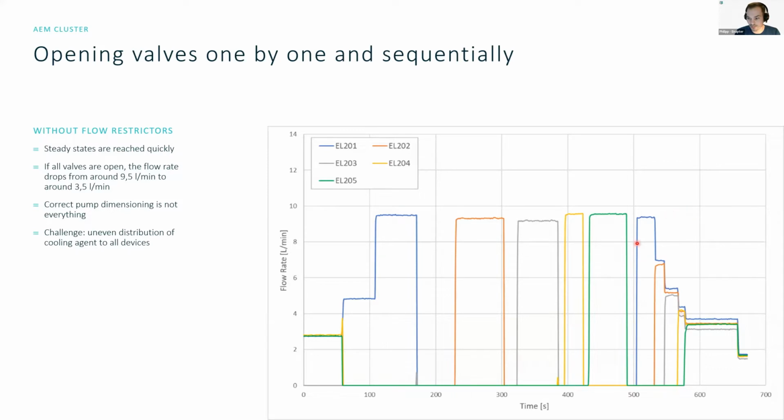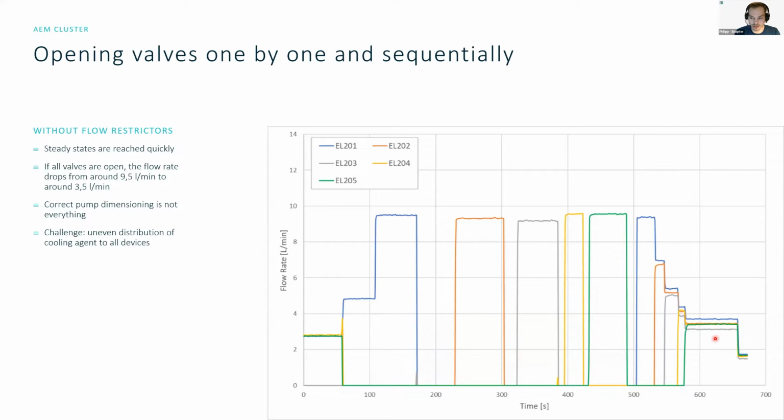When we do that at the same time, and we're opening more and more at the same time, we can see that the flow rate drops to around about 3.5 liters per minute. So that was expected, right? But what is the problem here is that we can see a difference between the gray and the blue graph.